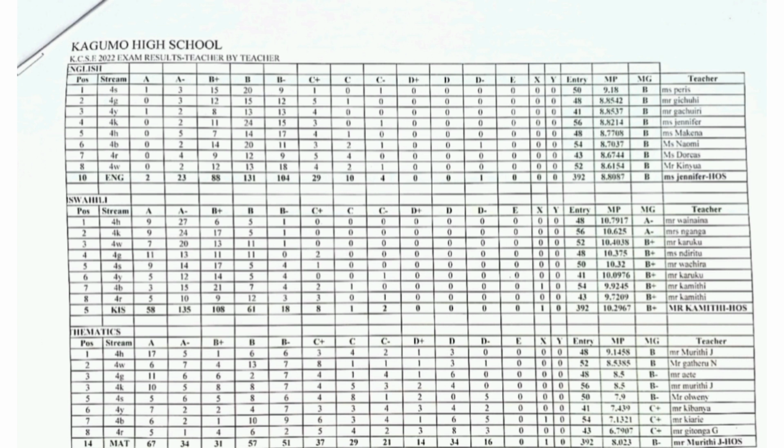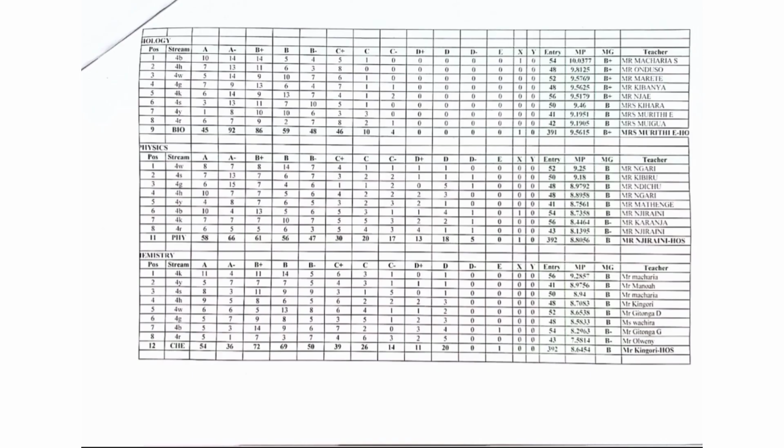In mathematics, all the students sat for that as well. We had 67 A's, which reduced, I think, from last year. Then 34 A minus, 31 B plus, 57 B, 51 B minus, 7 C plus, 29 C, 21 C minus, 14 D plus, 34 D, 16 D minus, and thankfully there was no E, with a mean grade of 8.023. So in mathematics, we really dropped, but of course we as teachers are looking into that, and we are hoping for an improvement this year.